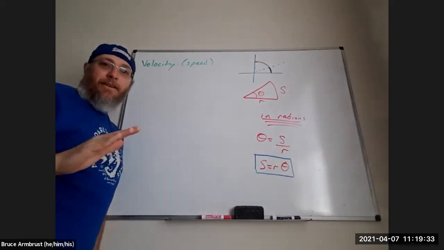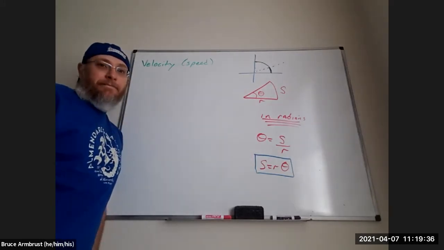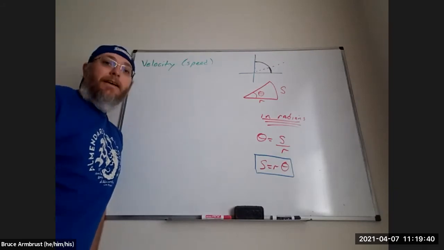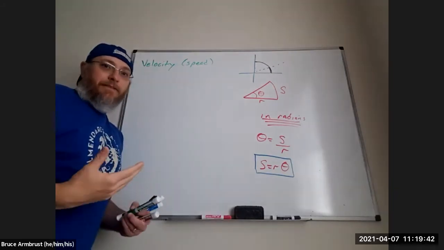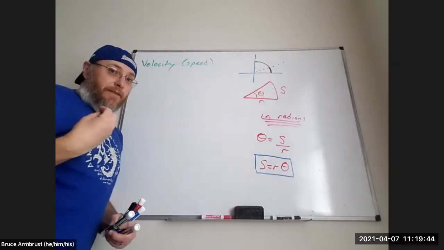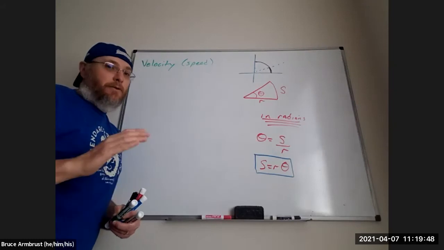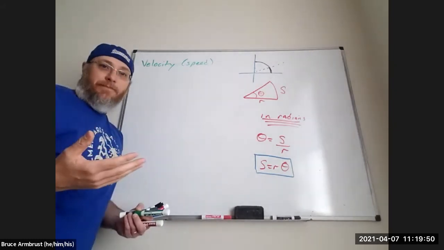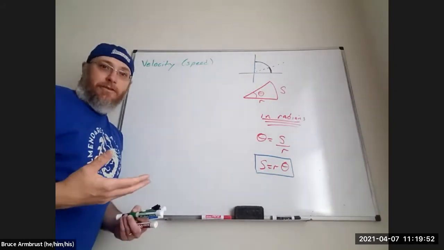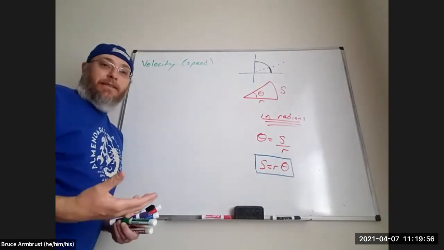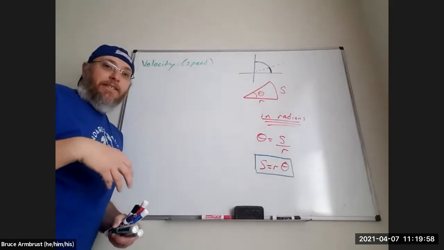Velocity and speed are not the same thing. Out in the world, people call them the same thing and use them interchangeably. But to scientists, velocity and speed are different. Speed, you all know the concept of speed. It's how fast you're going. We measure it in miles per hour, feet per second, whatever. That's just how fast you're going.